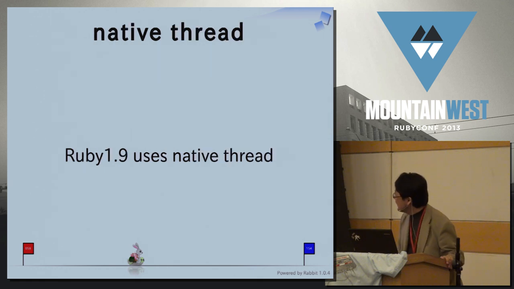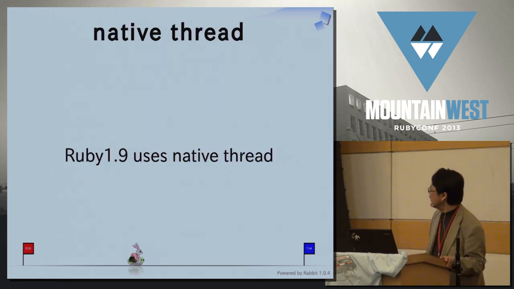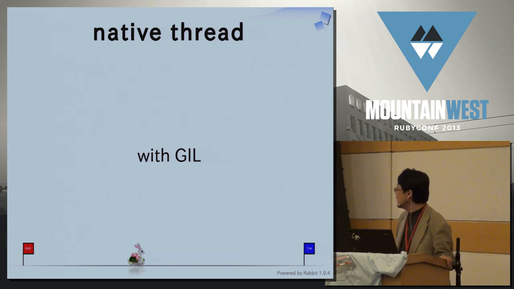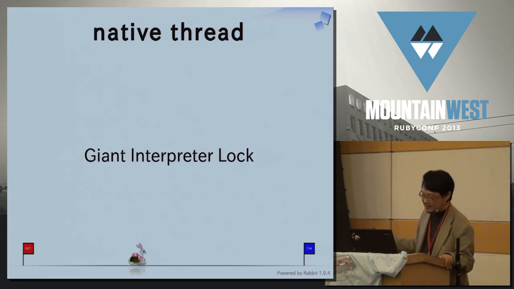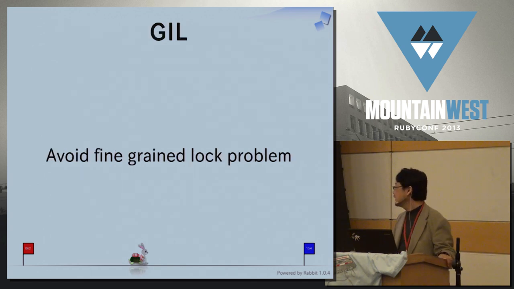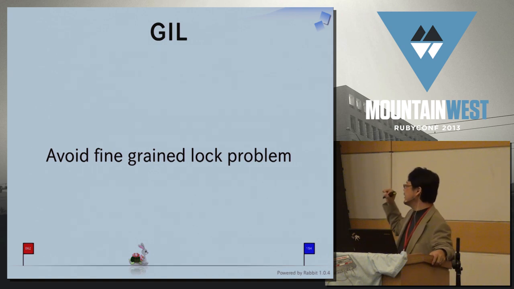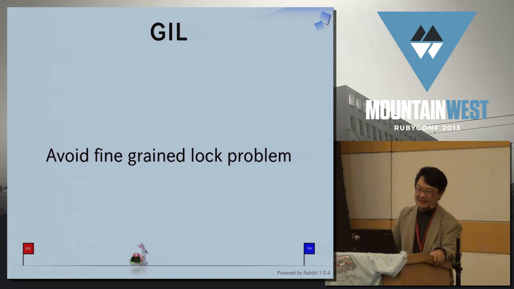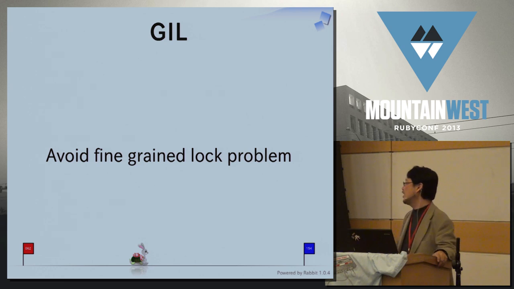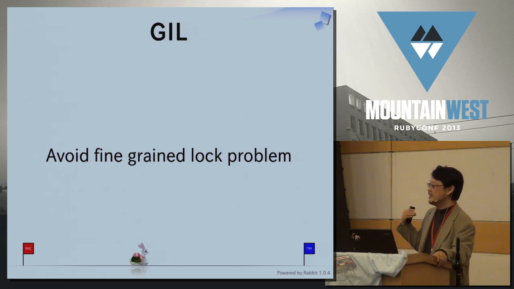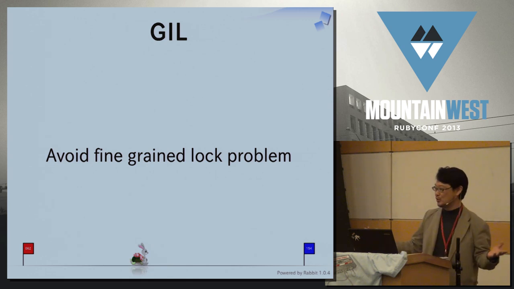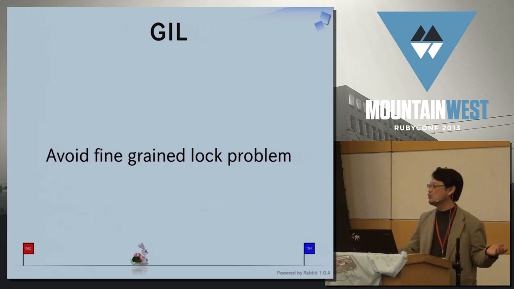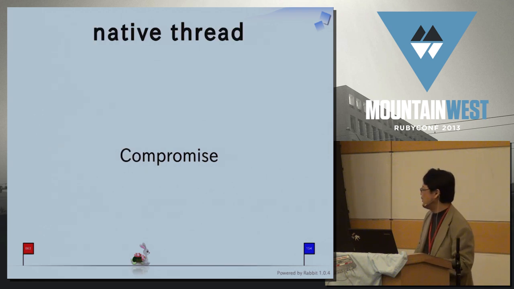And for native threads, Ruby 1.9 uses native threads with a global interpreter lock. Everyone has a global interpreter lock, but without that, we have to put fine-grained locks everywhere. So lock, unlock, lock, unlock, lock, unlock. It slows down the interpreter a lot. No one wants a slow Ruby 1.9 or Ruby 2.0. So it's kind of a compromise.